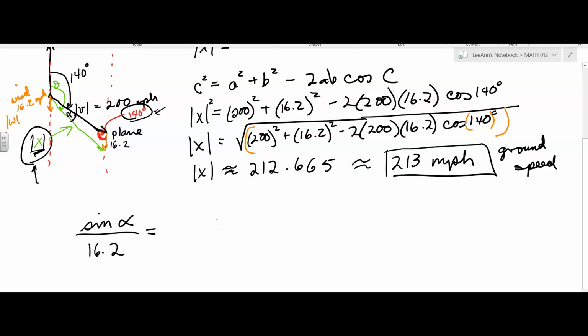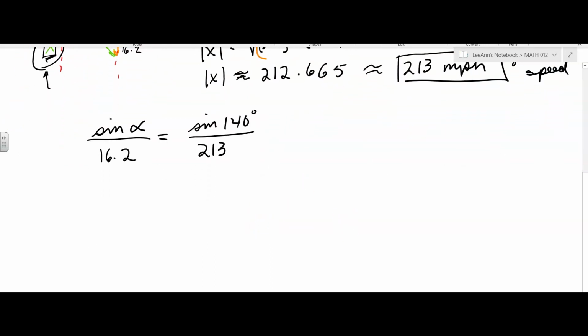That's still in my calculator. So I'll just put 213. I've rounded off. Sine 140 over 213. So I'm not sure what type of error I'll get because of the rounding, so we'll see. All right. So sine alpha is going to equal 16.2 sine 140 degrees over 213.